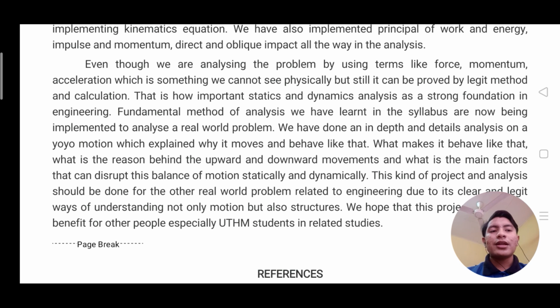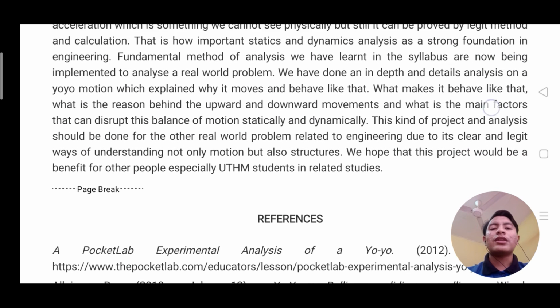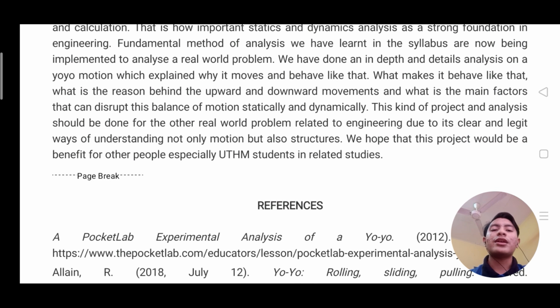This kind of project and analysis should be done for other real world problems related to engineering, such as structural analysis, the movement of a vehicle, etc. And we believe that this project will be a benefit for other students, especially UTHM students in the related studies.